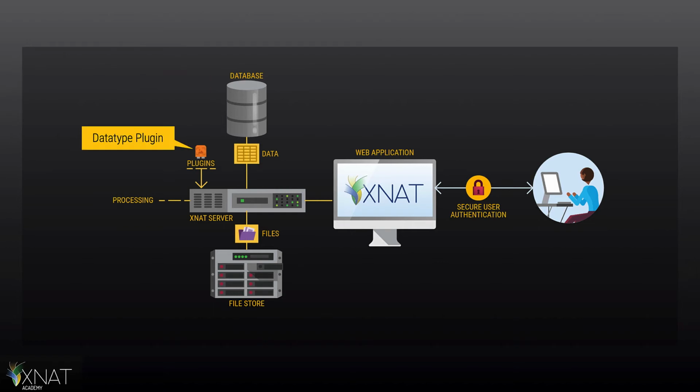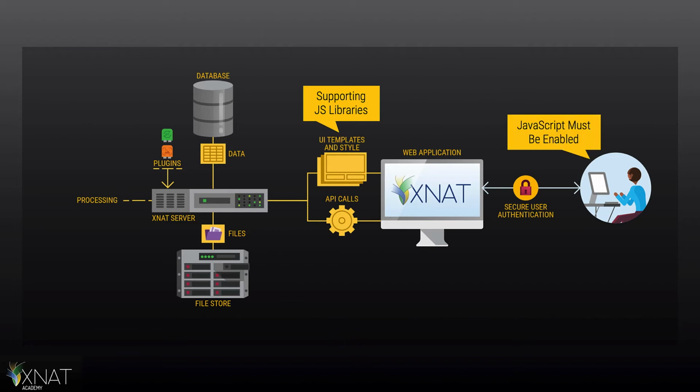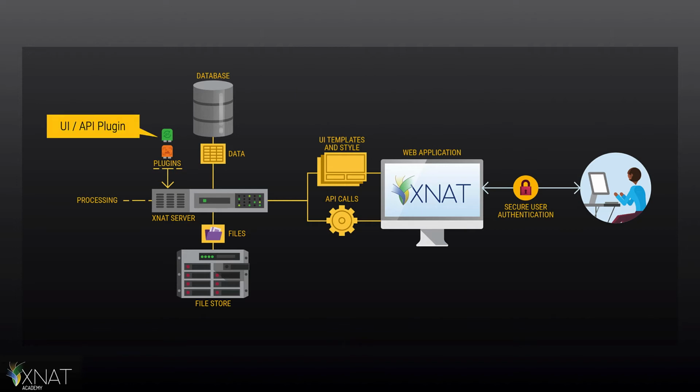Data types are defined in XML schema docs and can be installed via plugins. The XNAT front end uses velocity templates to serve data into HTML structures. A number of JavaScript libraries are required to render the front end. XNAT is not functional if JavaScript is disabled on a user's browser. Most actions for creating, viewing, modifying, or deleting data are performed by calls to the XNAT API. The XNAT API is defined in a series of Java classes and can be extended by plugin developers.